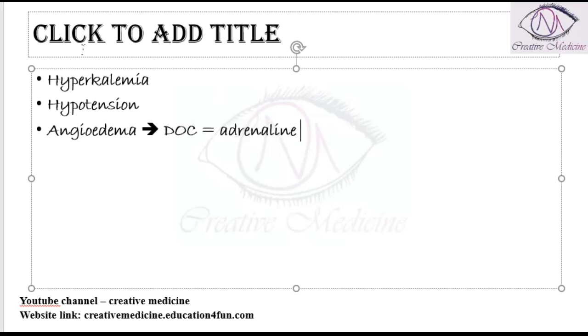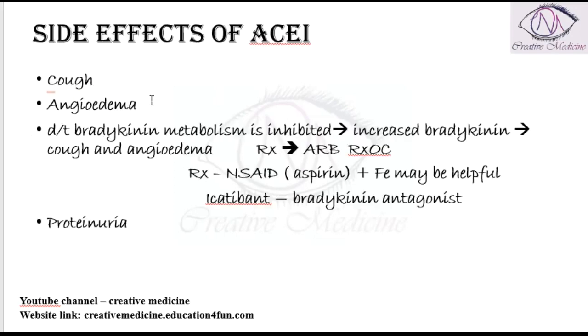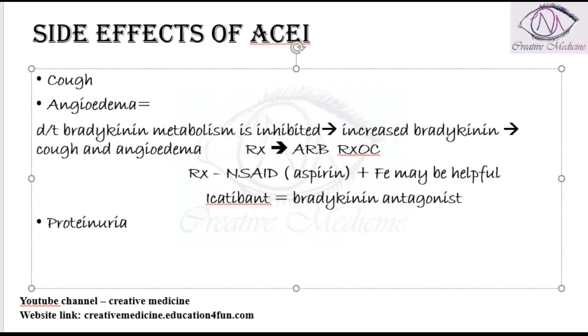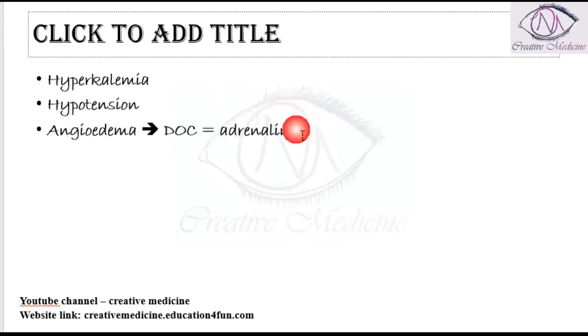The reason for angioedema is the same; angioedema is also due to bradykinin metabolism only. But because it is a life-threatening condition, first you should give adrenaline to the patient, and then you should shift the patient to angiotensin receptor blockers. Before everything, you should stop the angiotensin converting enzyme inhibitor if you see angioedema in the patient.